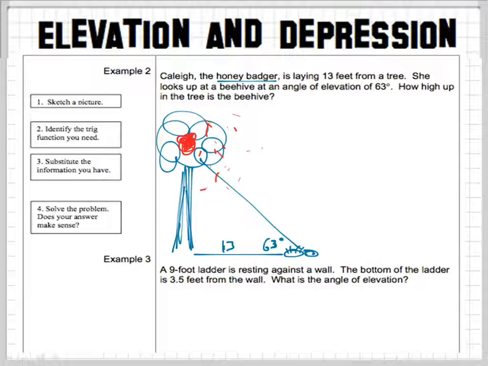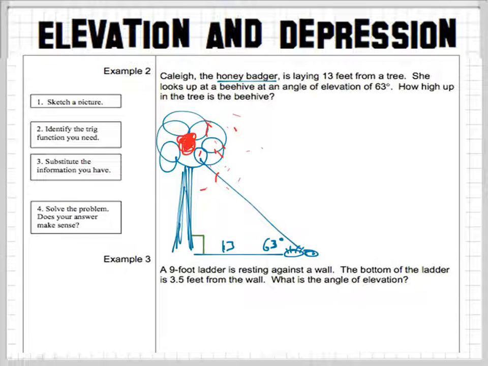You're only given two numbers right here, 13 and 63, and you're supposed to know how to figure out the height of this tree. Is that really the height of the tree? Maybe the beehive should be on the top. But anyways, I understand what they're trying to get at. Oh wait, it says how high up in the tree is the beehive, not how tall the tree is. So we have two numbers. How are we going to find that? Tangent!